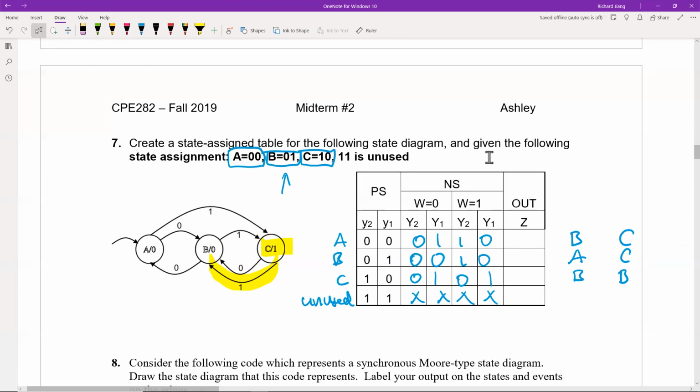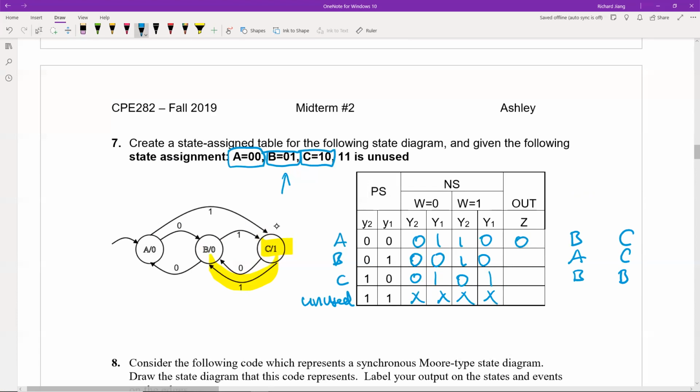We can see this is a Moore machine. It's telling us that if the input is A, the output is going to be 0. That's what the A/0 means. So if the current state is A, the output is forced to 0. PS, I think that means present state. Sometimes we call it current state. So if it's A, the output's forced to 0. So over here for the output, we're going to say 0, 0.